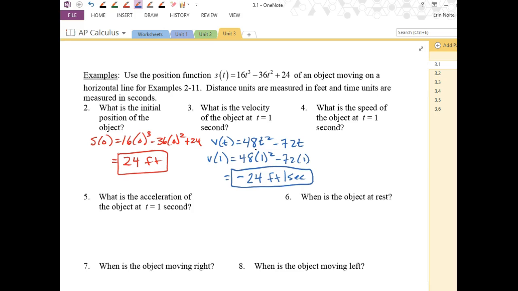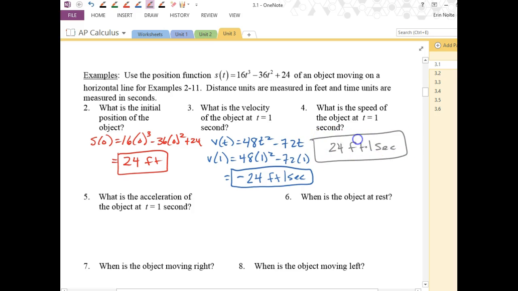Okay, number 4, what is the speed of the object? How do you find speed? It's the absolute value of the velocity. So what's the absolute value of negative 24? 24. So that's just 24 feet per second.